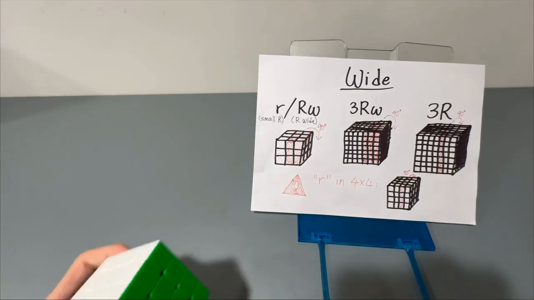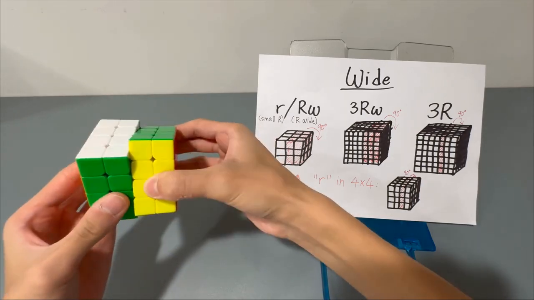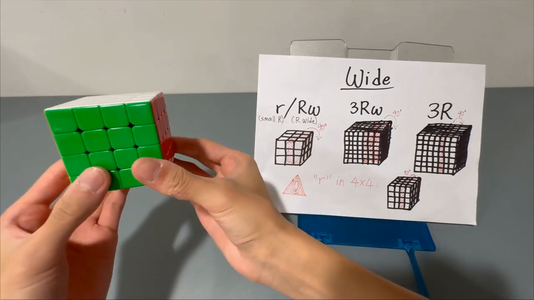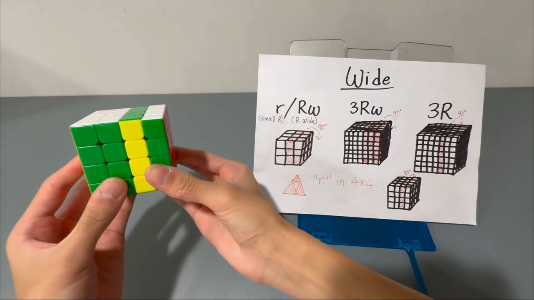Be careful, when you see a small r in a 4x4 cube, it doesn't mean turning 2 layers together. It only means slicing the middle layer like this. So this is r in 4x4 cube.